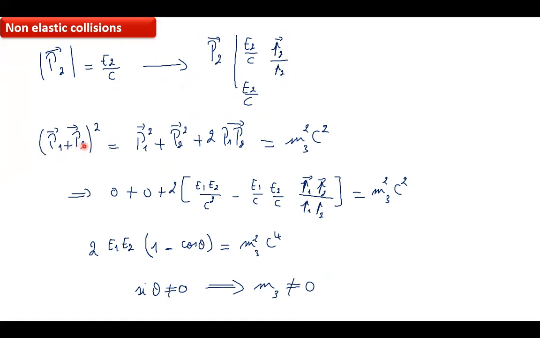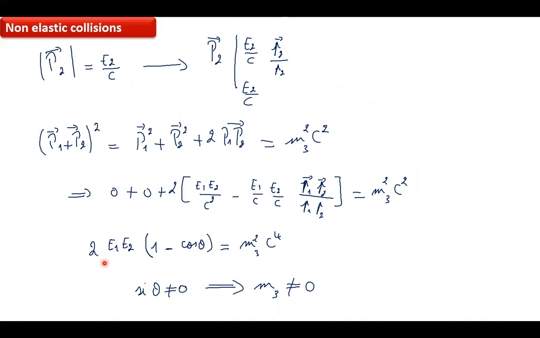So if you take P1 plus P2 squared, which is P1 squared plus P2 squared plus 2 P1 P2, that is equal to P3 squared, so M3 squared c squared. Then P1 squared for massless particles is equal to 0. P2, if it is massless, is 0. So 2 times P1 P2, you use these 4-vectors. So the time coordinates E1 E2 over c squared minus E1 over c times E2 over c, p1 vector p2 vector over p1 over p2. That is equal to M3 squared c squared.